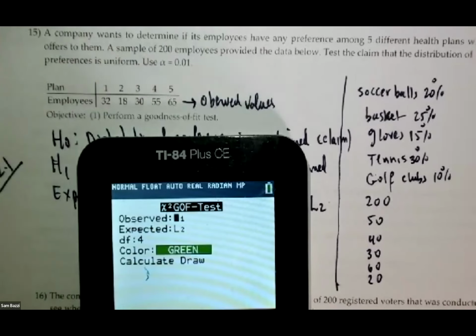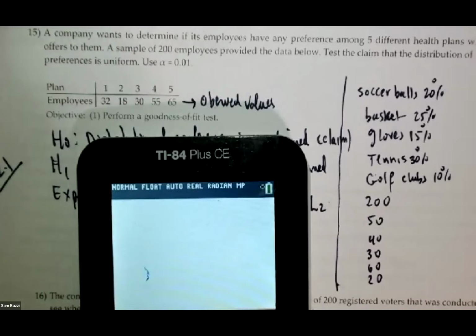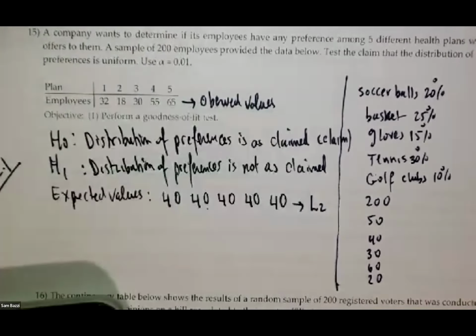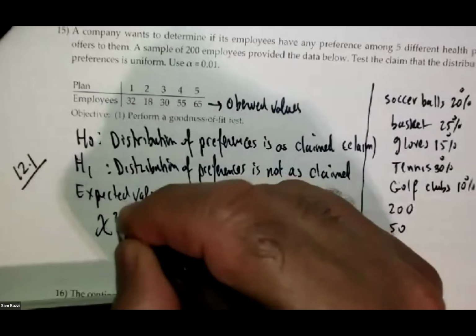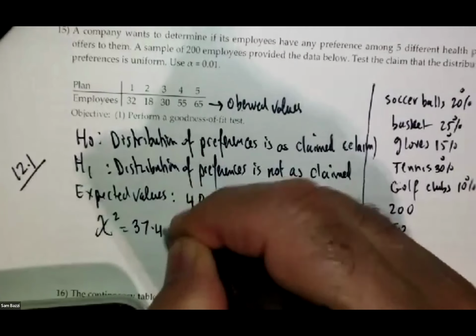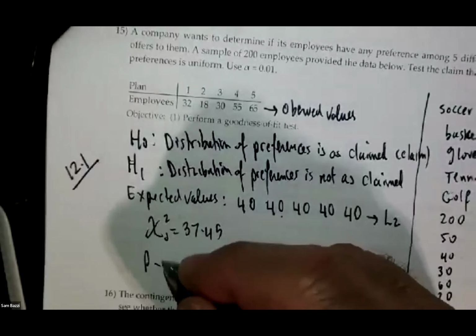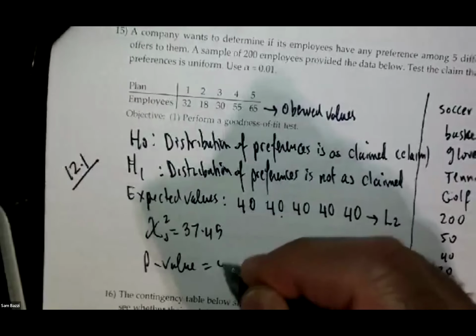L1, L2, number of categories minus 1 is the degrees of freedom. Since I have 5, minus 1 is 4. We're good. And here's chi-square. The test statistic here is called chi-square 0, and you can put just chi-square without the 0, guys, if you like.